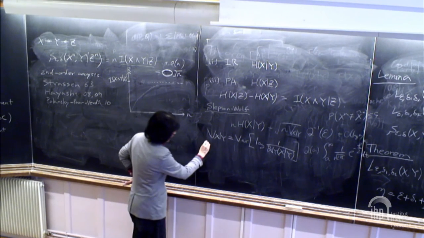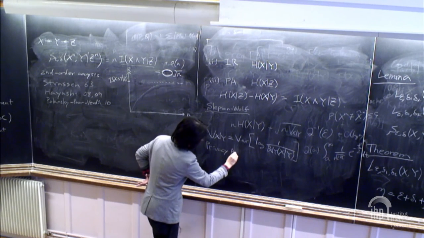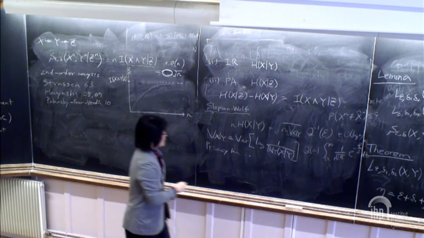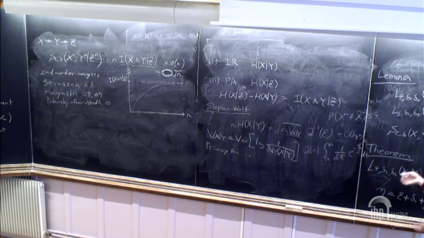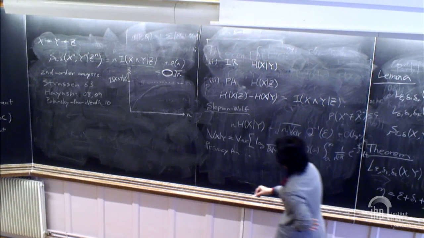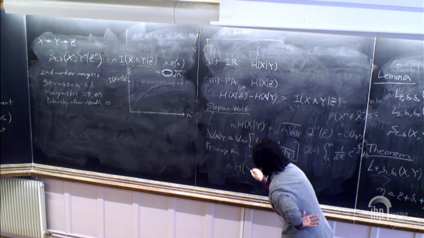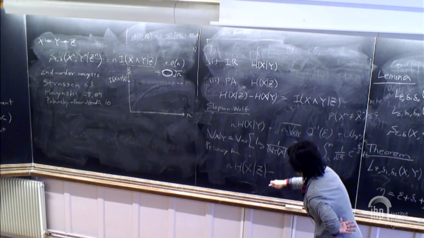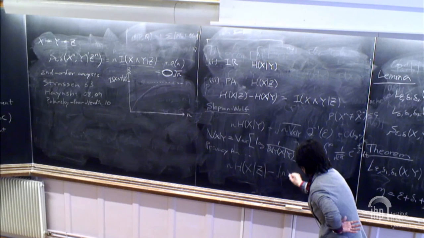And also for the privacy amplification problem, this problem is quite well studied, and by applying the central limit theorem to the leftover hash lemma, we can show that the amount of secret key we can generate from X given Z is something like this.